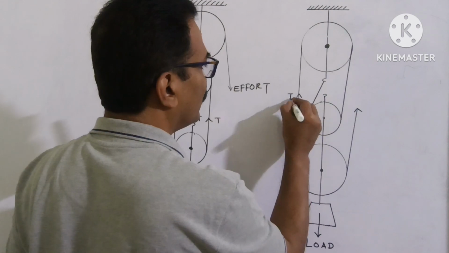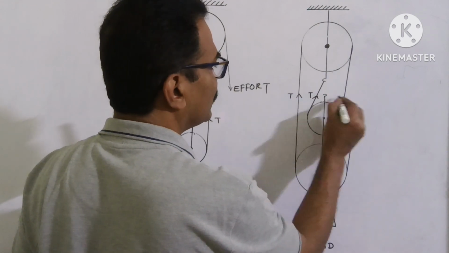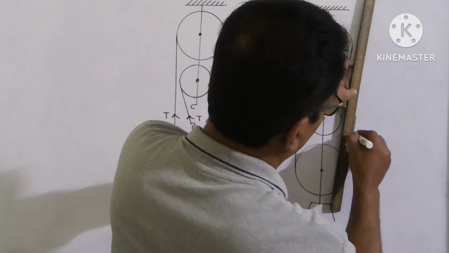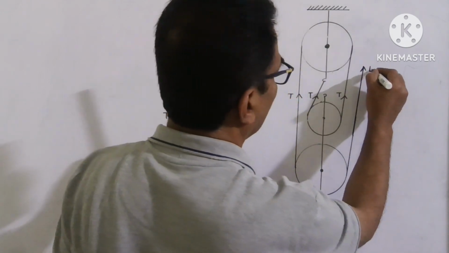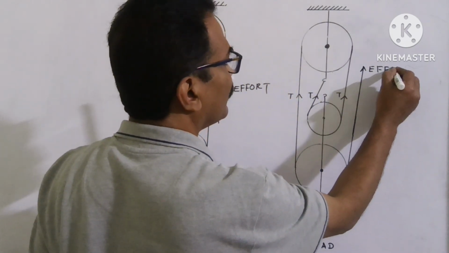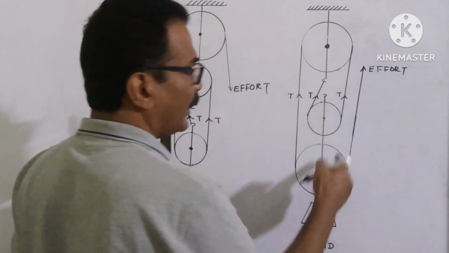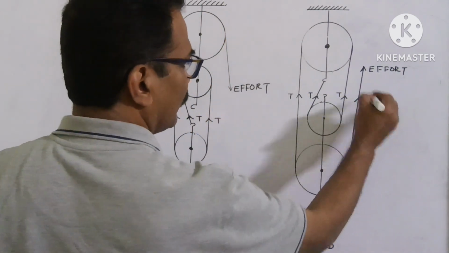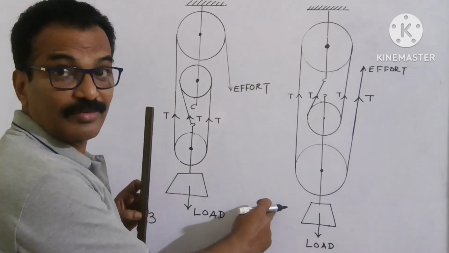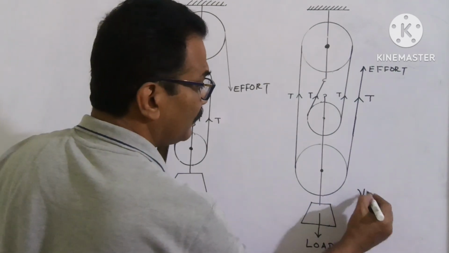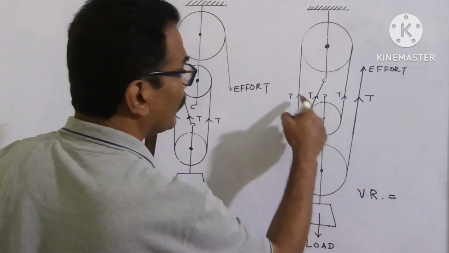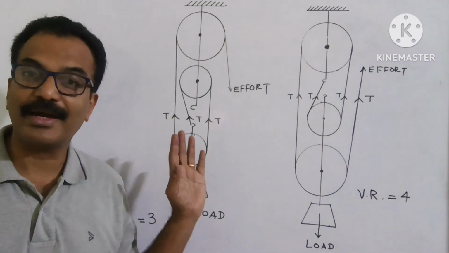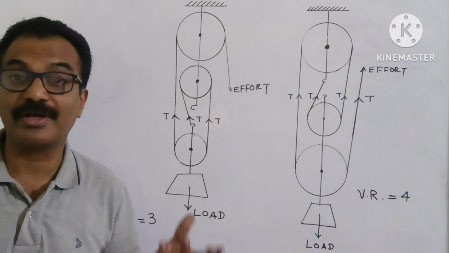So this is tension, tension, tension, effort. Okay. Actually, this strand is also supporting the load. Well, so in this case, the velocity ratio will be 1, 2, 3, 4.